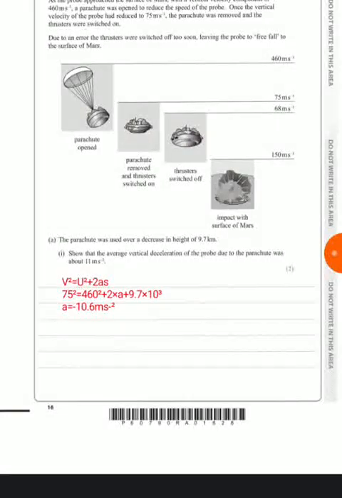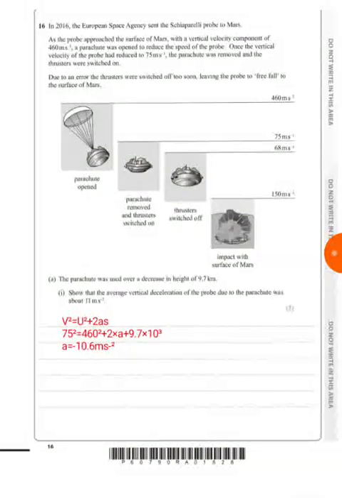Then question number 16. In 2016, the European Space Agency sent the Schiaparelli probe to Mars. As the probe approached the surface of Mars with a vertical velocity component of 460 meters per second, a parachute was opened to reduce the speed of the probe. Once the vertical velocity of the probe had reduced to 75 m s^-1, the parachute was removed and the thrusters were switched on. Due to an error, the thrusters were switched off too soon, leaving the probe to free fall to the surface of Mars. So this is what happened.